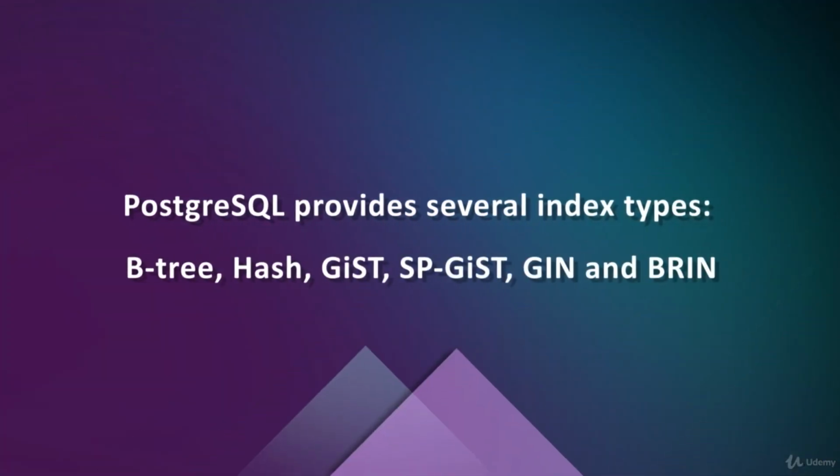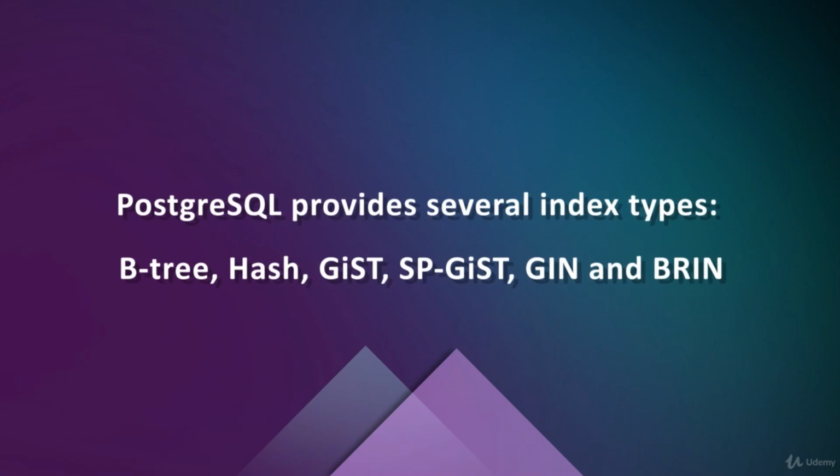PostgreSQL provides several index types: B-tree, hash, GiST, SP-GiST, GIN, and BRIN. Each index type uses a different algorithm that is best suited to different types of queries. By default, the CREATE INDEX command creates B-tree indexes, which fit the most common situations.